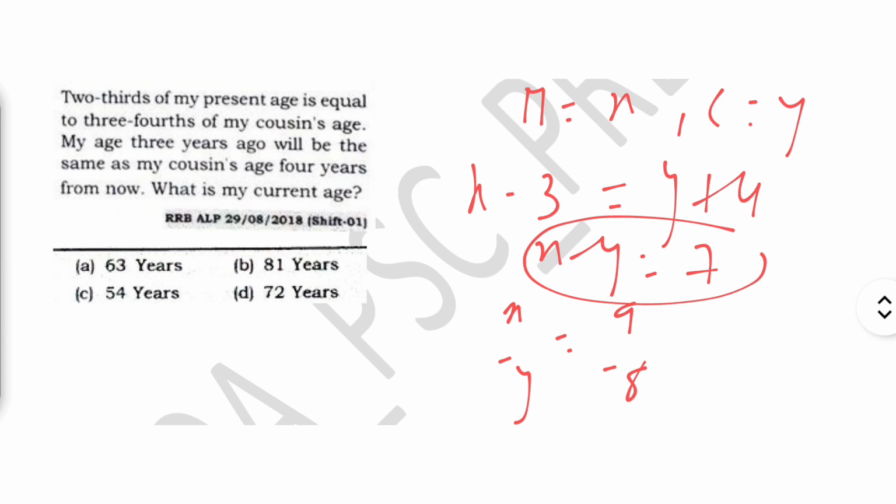Okay, your x minus y is given as 7, and this x minus y is nothing but one part. So one part is nothing but your 7 only. My current age is nothing but 9 sevens, which are 63 years.